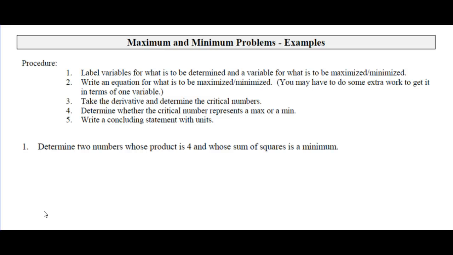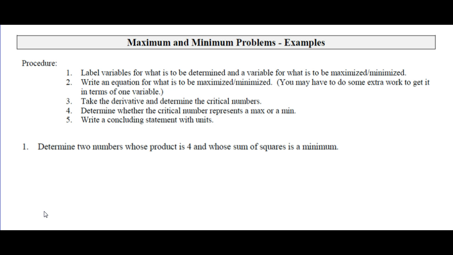So procedure: label the variables for what is to be determined and a variable for what is to be maximized or minimized, right? Trying to maximize profit or minimize cost or something. Write an equation for what is to be maximized or minimized. You may have to do some extra work because it needs to be in terms of one variable, right? Take the derivative and determine the critical numbers. Determine whether the critical number represents a max or min. Write a concluding statement with units, if there are any.